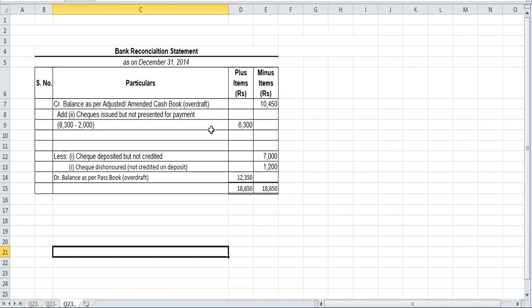We'll have another question of such kind, an amended cash book question, so that you will be able to understand this better. Thank you.